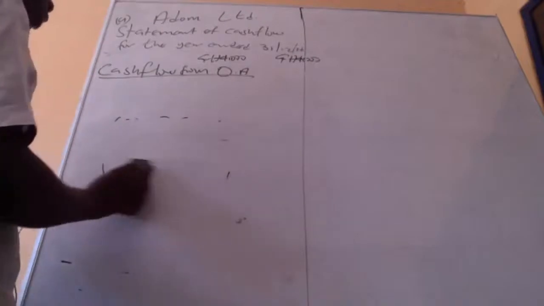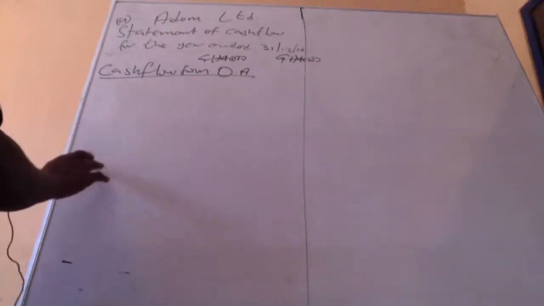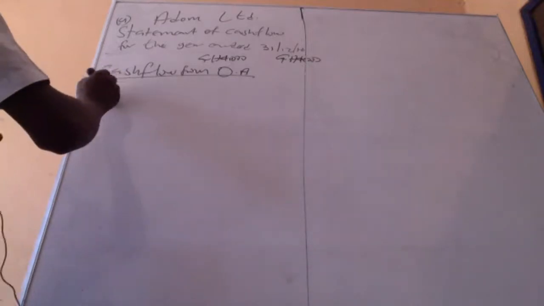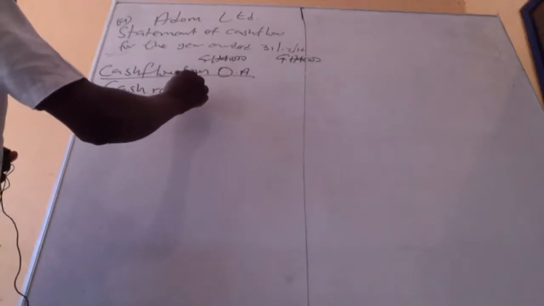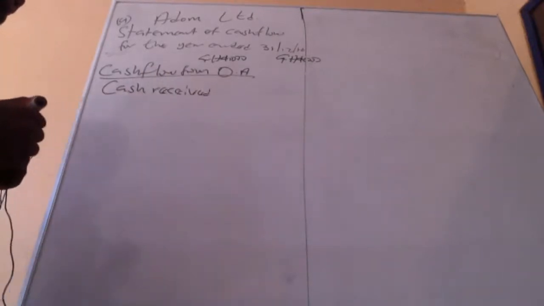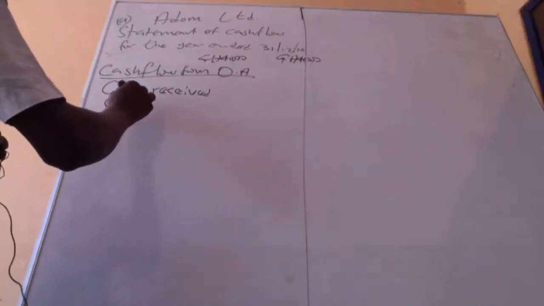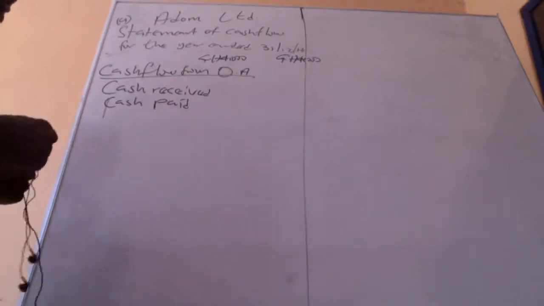With the direct method, we don't start from the profit, so take notes. Where do we start from with the direct method? We start from cash from operating activities. So cash received from customers, and then cash paid to suppliers. Good. So that's the first workings.